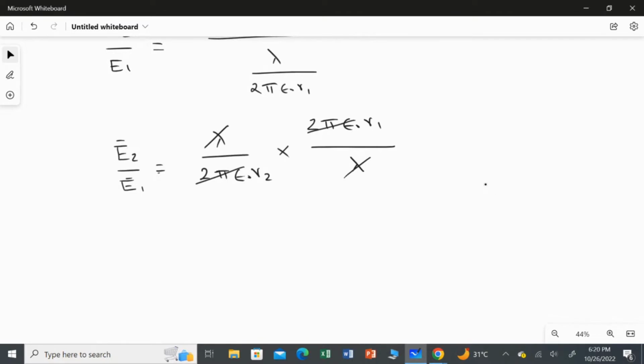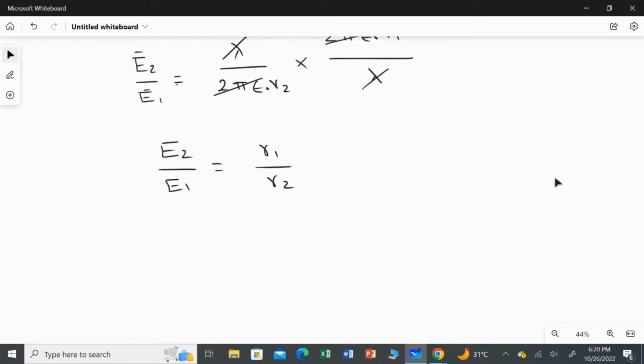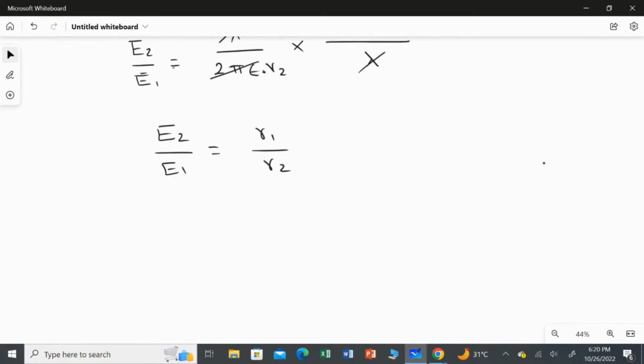The most important thing, first of all, I'm going to write the equation. Therefore E2 over E1 is equal to R1 over R2. We are going to find the value of E2, so you have to rearrange this equation, and after that we are going to substitute the values. Therefore E2 is equal to E1 multiplied by R1 over R2.